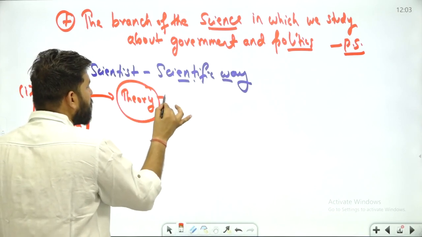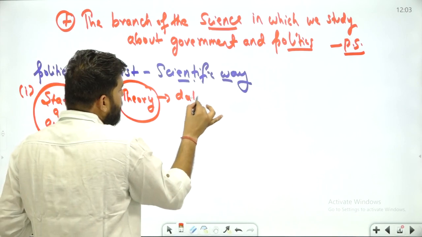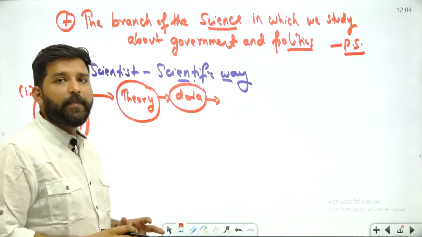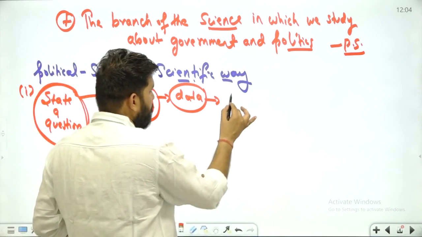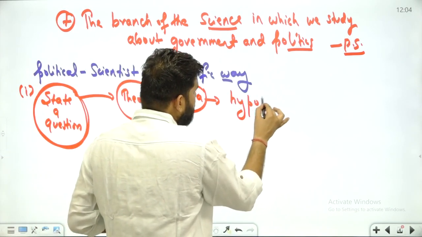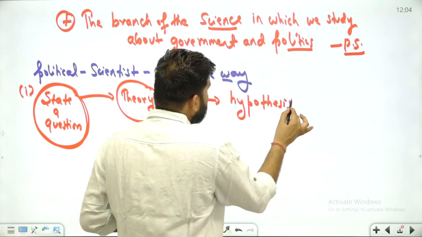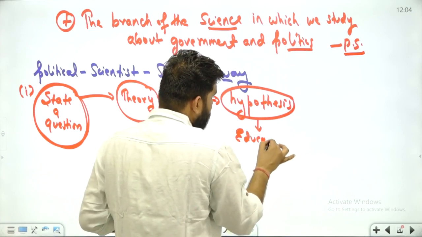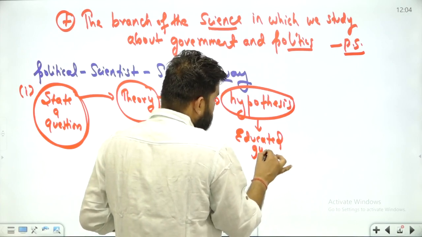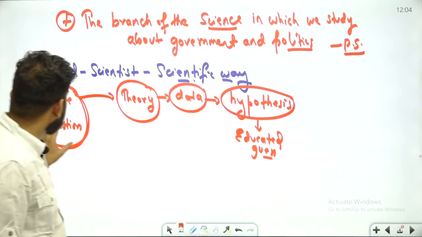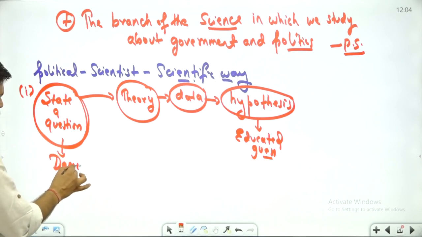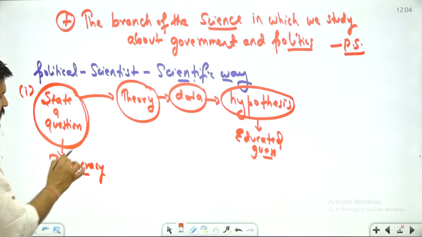After developing the theory, they will gather the data on that particular question. After gathering the data, they will form a hypothesis. What do we mean by hypothesis? Hypothesis simply means an educated guess. For example, if we look at the question of democracy, first of all, what is democracy? What do we mean by democracy? What are the various dimensions of democracy?